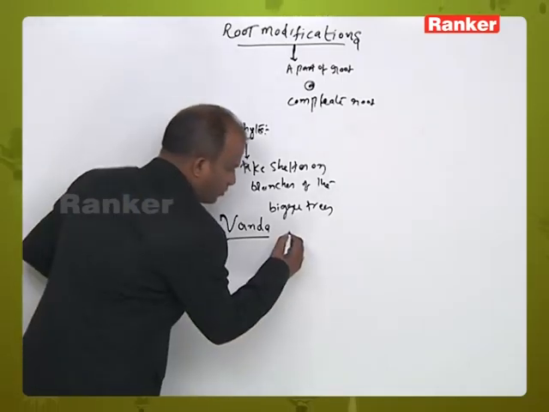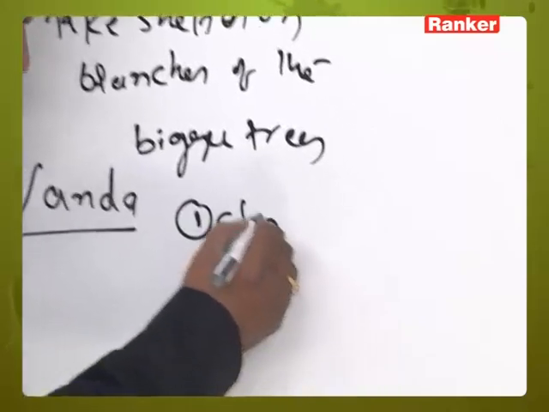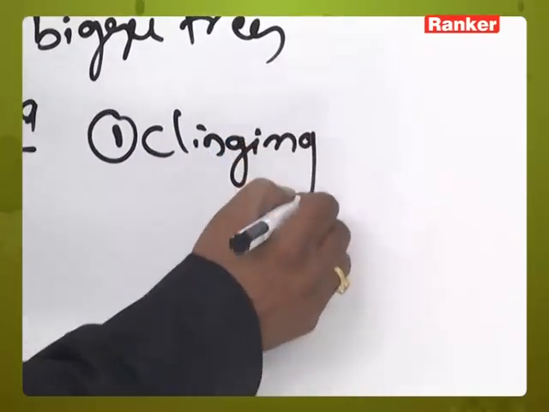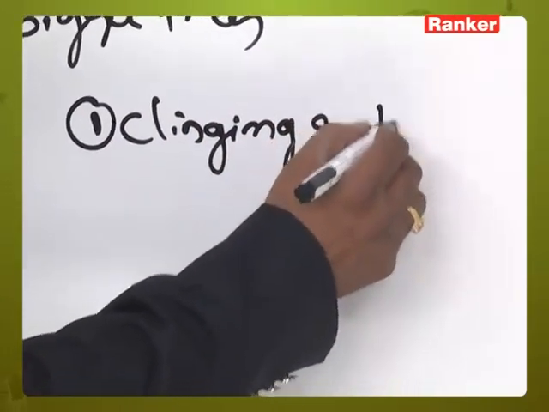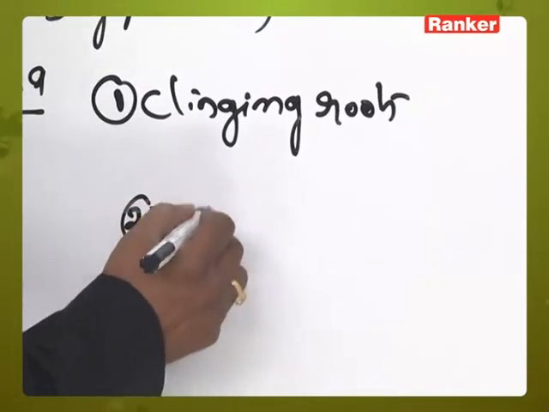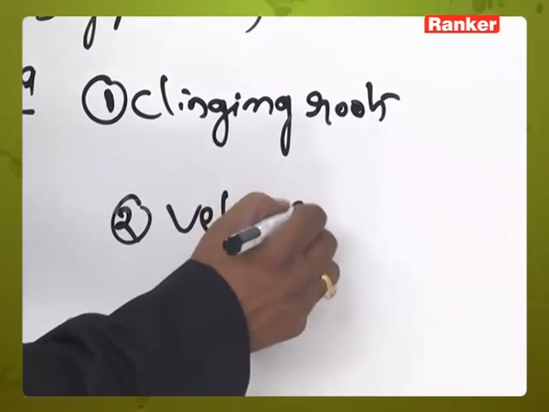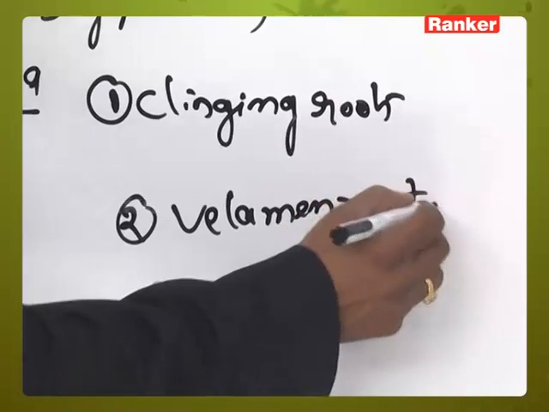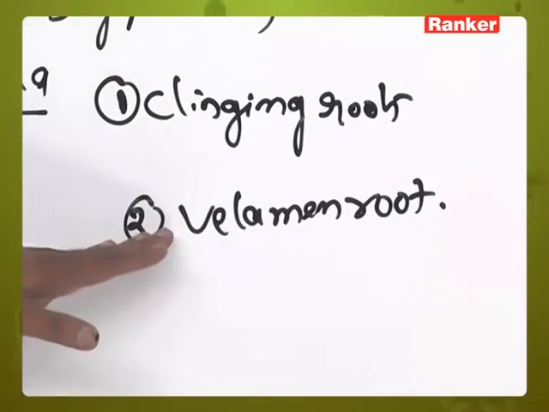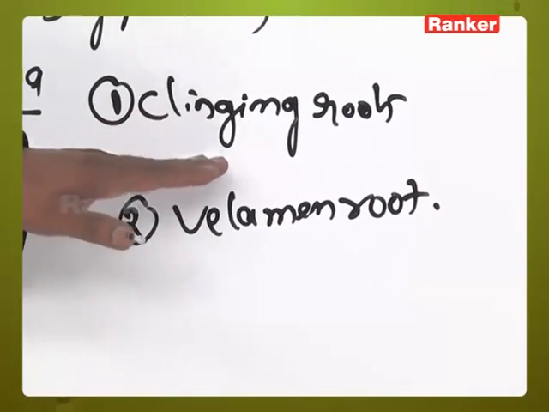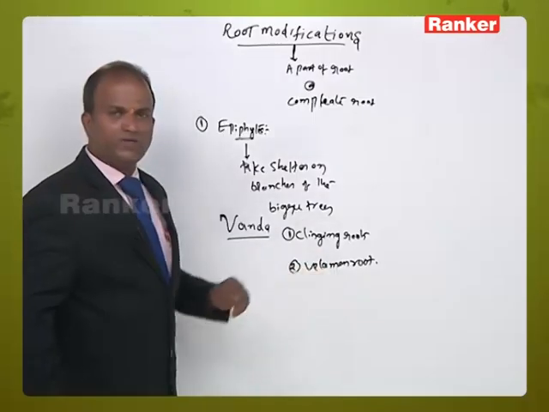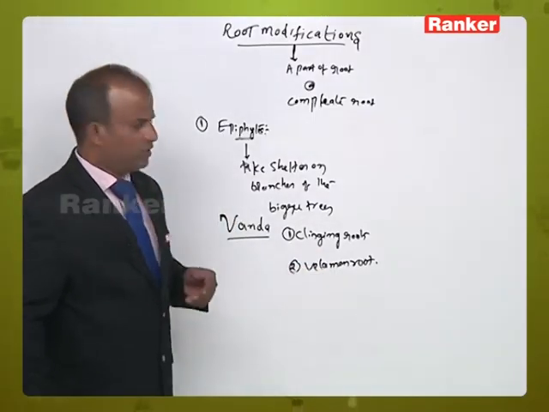One is clinging roots, and another is velamin roots. Now, can you tell me the difference between clinging and velamin roots? It is very easy. See here.